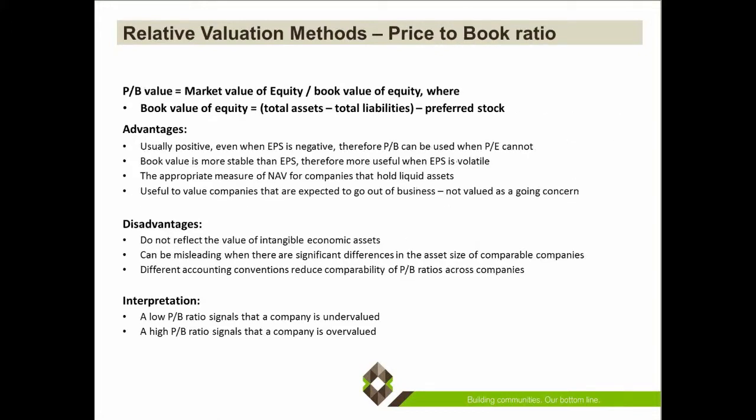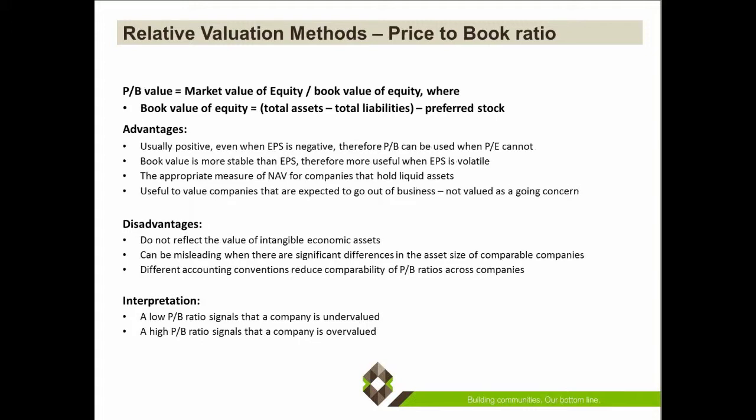So moving on to the price to book ratio. Your price to book ratio is your market value of your equity divided by your book value of your equity. And we want to use this ratio because it's got a number of advantages. Your price to book value is normally positive, where your earnings ratio that you use in your PE ratio and your PEG ratio could be negative. And therefore, we would rather use a price to book ratio when we can't use a PE ratio.